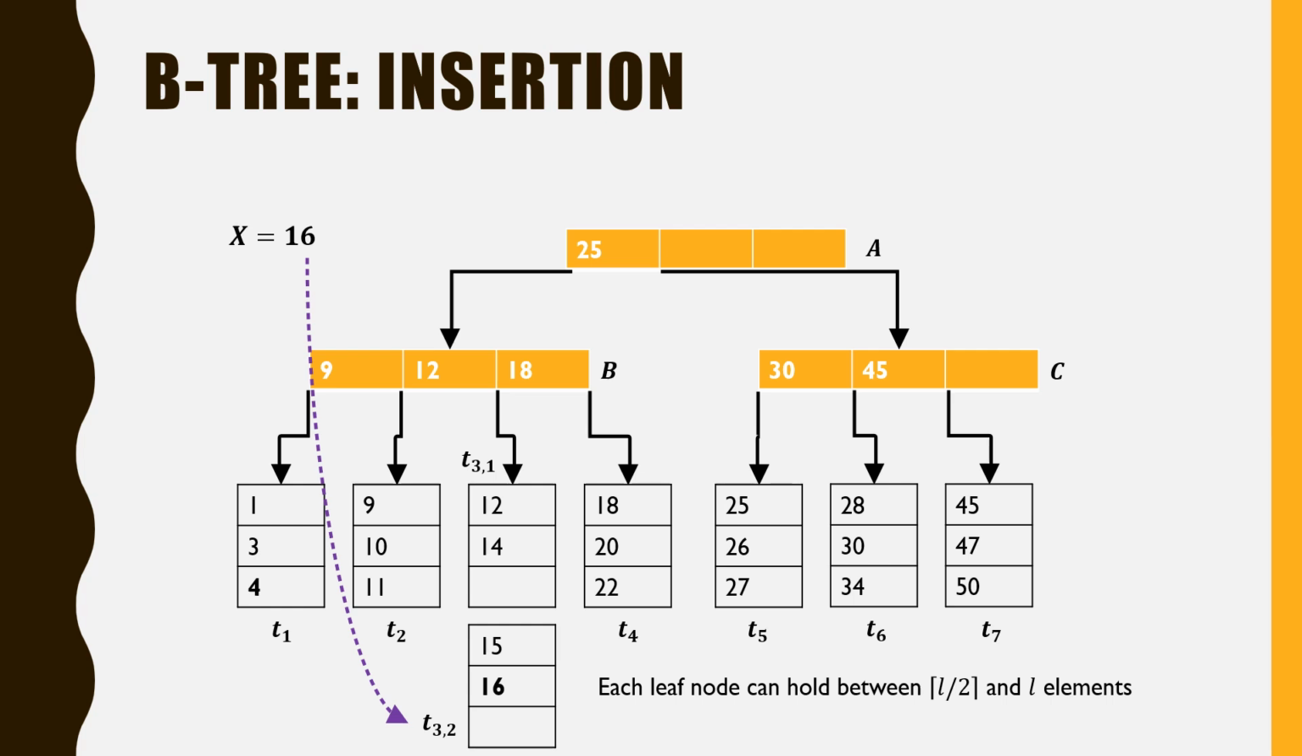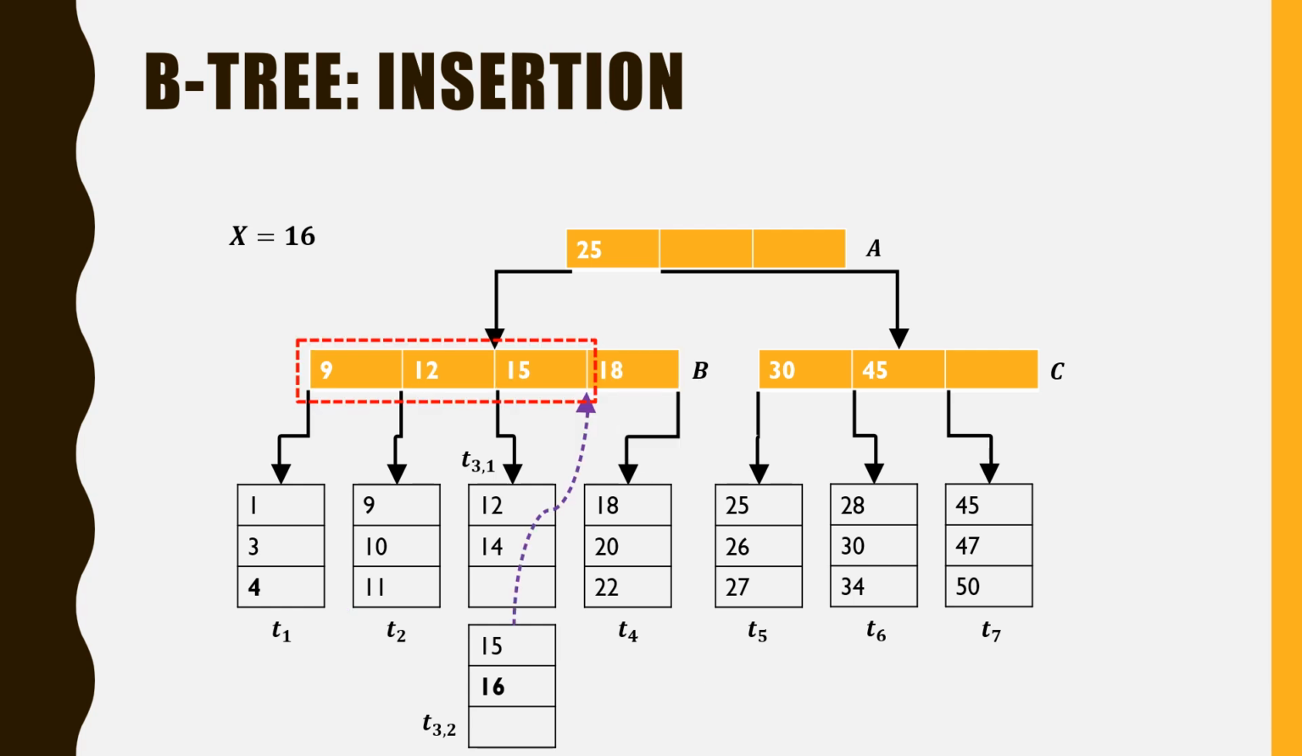Specifically, since the maximum number of data elements a leaf node can hold is L, a split is triggered only when the node temporarily contains L plus 1 elements. After the split, each node contains the ceiling of L over 2 elements, ensuring the B-tree property.